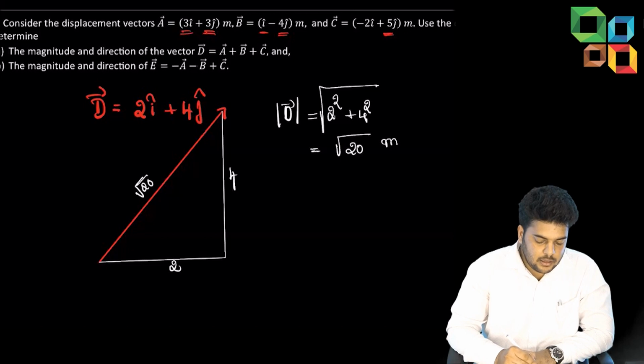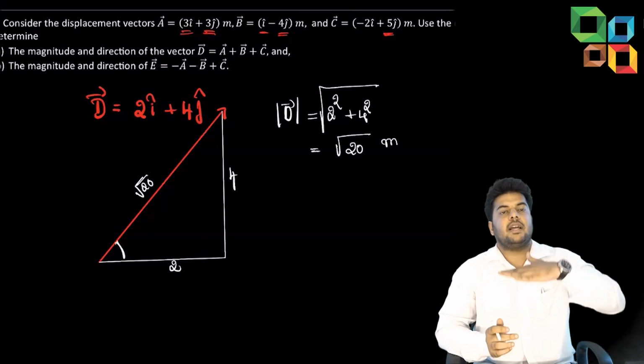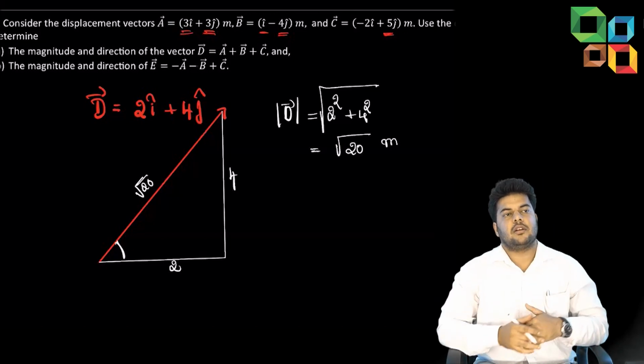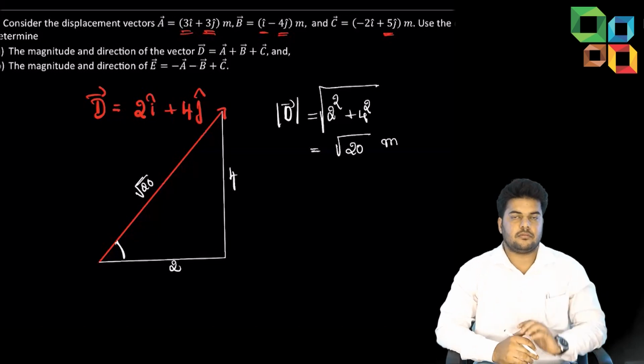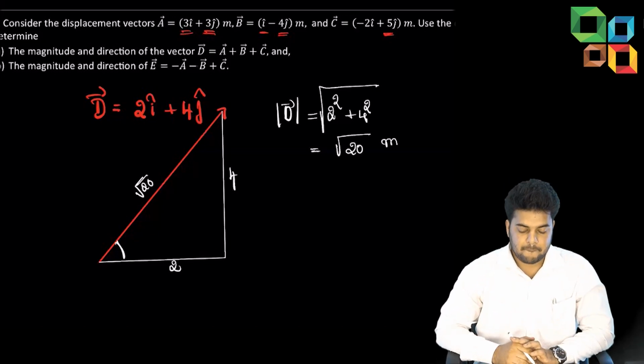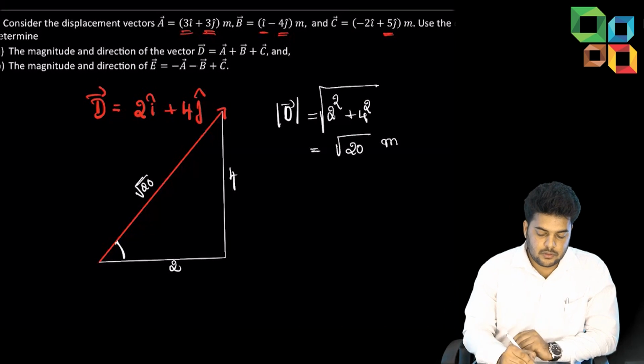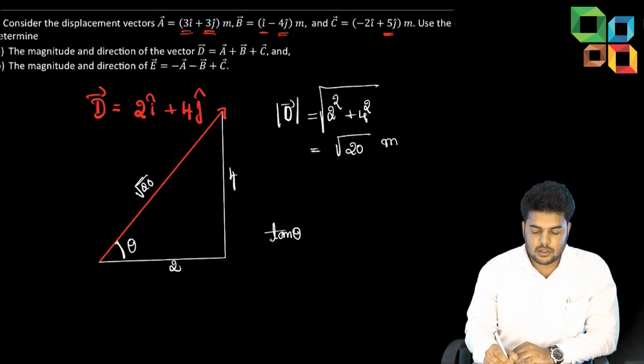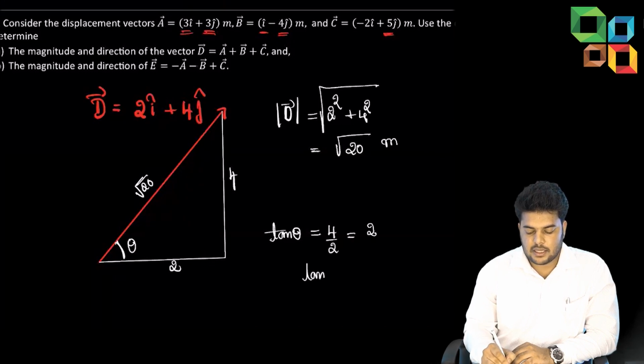But what is this angle over here? That's what we want to find out. What is its direction? We know its size, but what is the direction? How do you do that? So we can use tan theta. Oh, very good. Tan theta is what? Tan theta is opposite by adjacent, so 4 by 2, and this comes out to be 2. Tan of this angle theta is equal to 2.